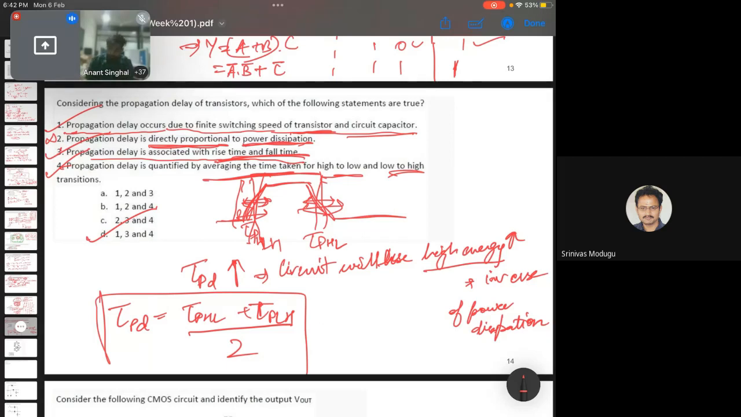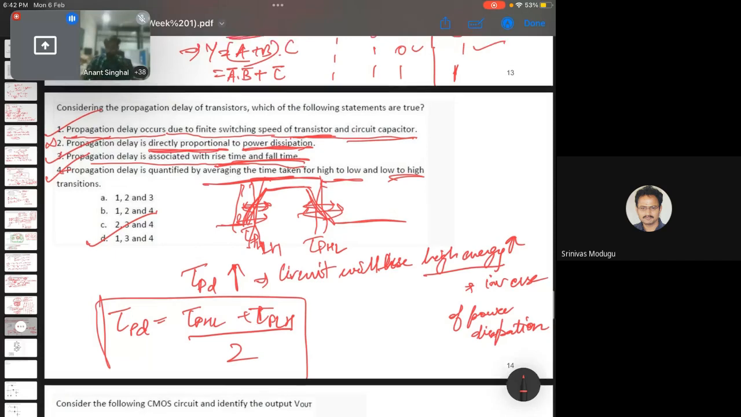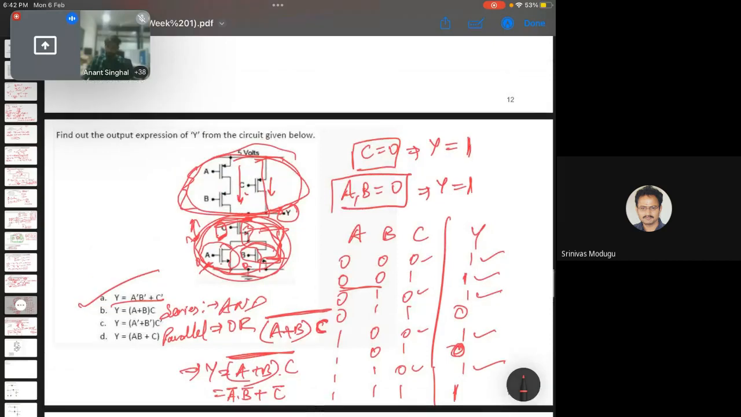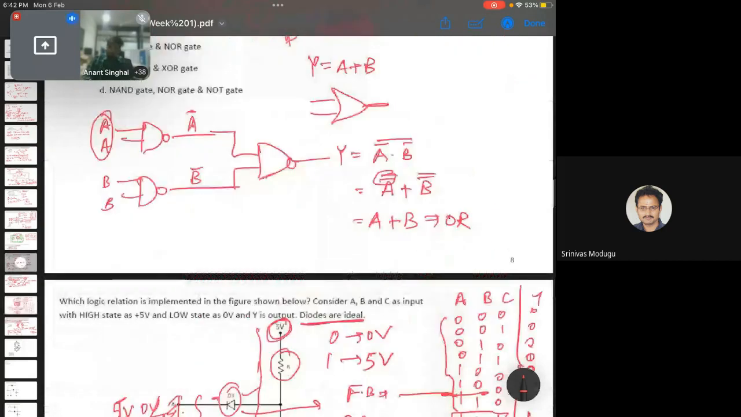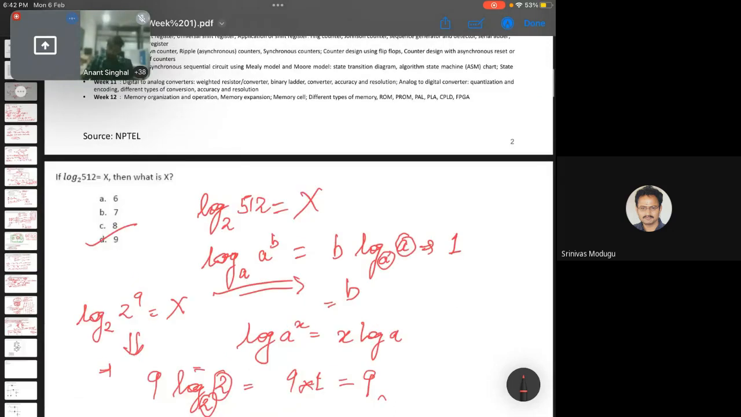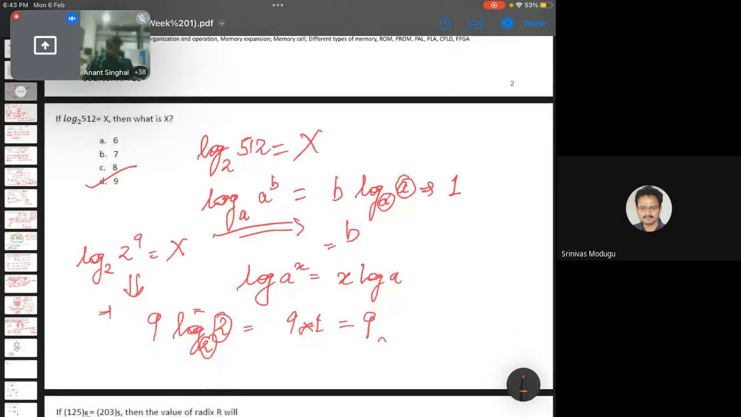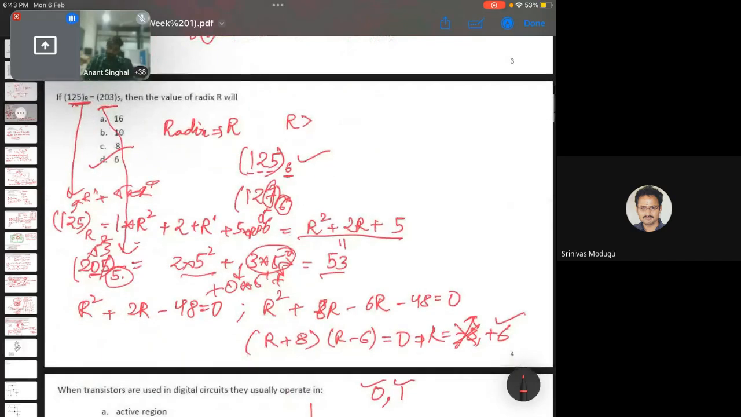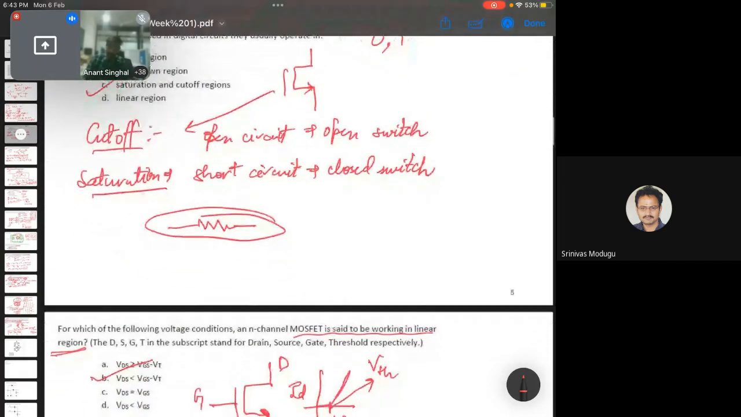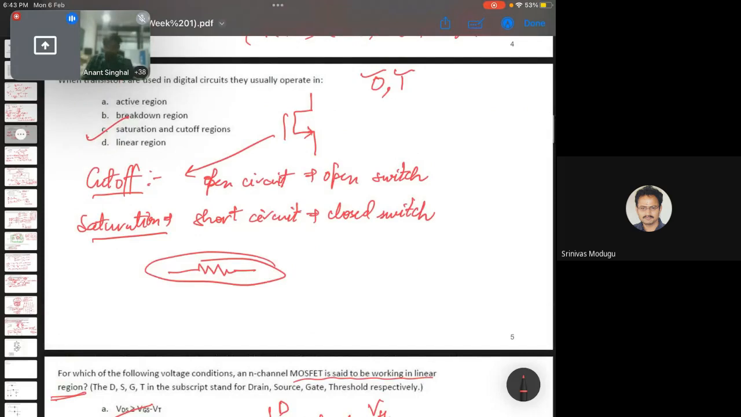Is anybody having any doubt in this question? Please respond even if you have any query in the previous questions that we have discussed. Let me go through them once. So this was a basic logarithmic question, and then there was a number system question. There were some transistor questions. If you have any doubt, you can just write the slide number, and I'll try to explain it again.